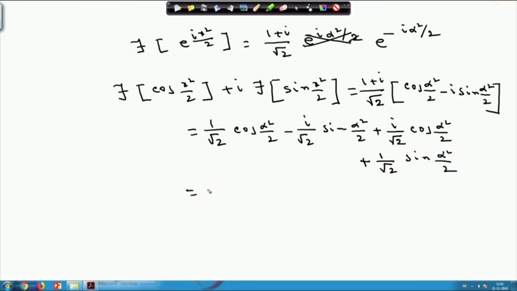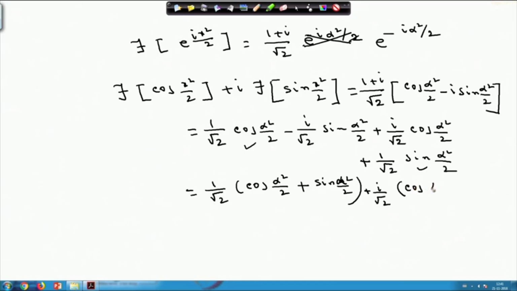So, if I now make the real and imaginary part separately, 1 by root 2 into cos of alpha square by 2 plus sin of alpha square by 2, this term and this term I am taking, and similarly plus i by root 2 into this term, which is cos of alpha square by 2, and i is there, root 2. So, it will be minus sin of alpha square by 2. So, I am taking this term and this term, by making the real and imaginary part separately.